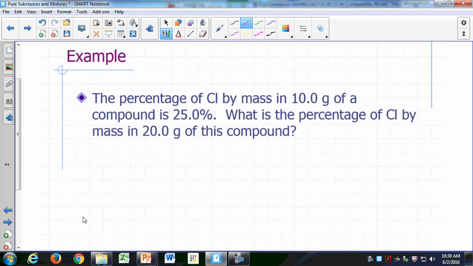Let's see if you understood that with this question. The percentage of chlorine by mass in a 10-gram sample of a compound is 25%. What is the percentage of chlorine by mass in a 20-gram sample of this compound? Exactly, it's still 25%. Very good.